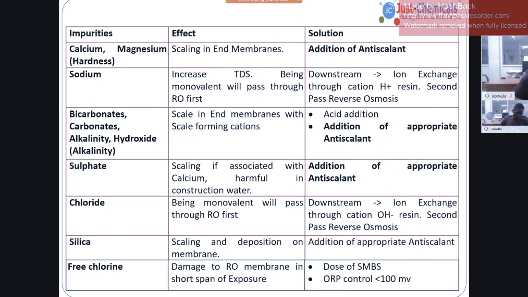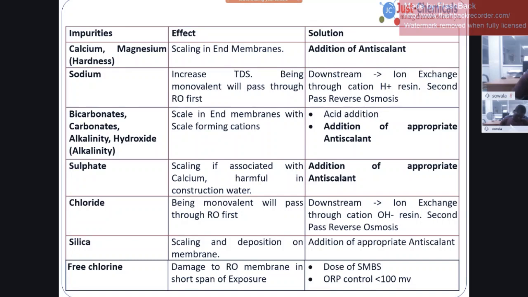Then we talk about bicarbonates, carbonates, alkalinity, hydroxide, etc. These will cause scale on the end membranes with scale-forming cations. As we understand, the cations are mostly calcium and magnesium. So we need to add acid to maintain the LSI, Langelier Saturation Index, to minus 0.1, minus 0.2, and addition of an appropriate anti-scalant is required.